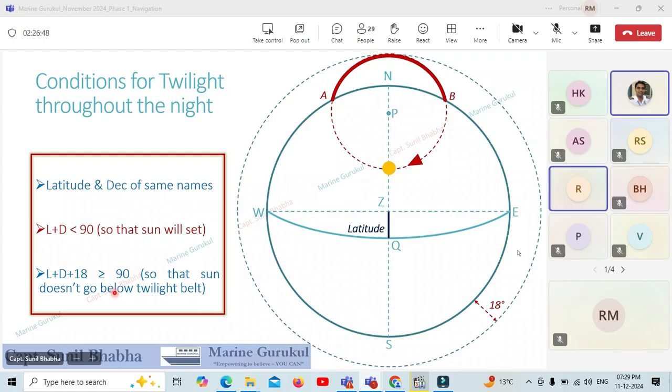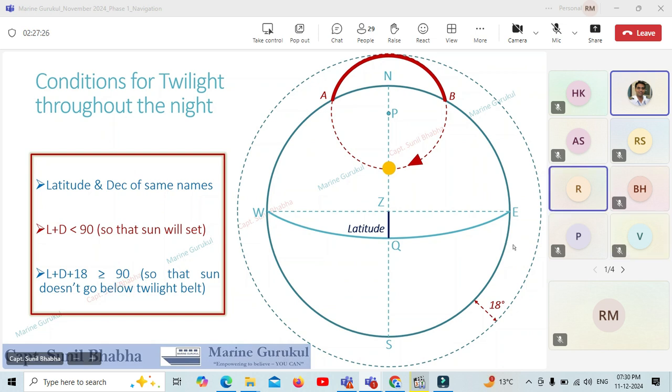So when this third condition is fulfilled, that is latitude plus declination plus 18 greater than or equal to 90, this ensures that the sun will not go beyond the 18 degrees belt or below the 18 degrees belt, and the twilight will not end at any time after sunset till the next day sunrise. So these are the three conditions which should be fulfilled. Lat and dec same name, latitude plus declination less than 90, latitude plus declination plus 18 greater than or equal to 90 for twilight to remain throughout the night.